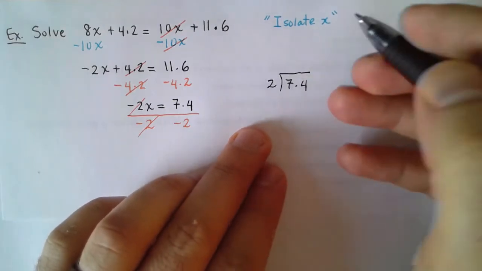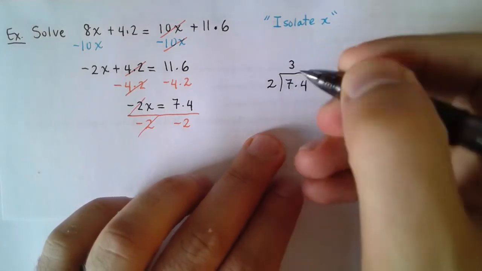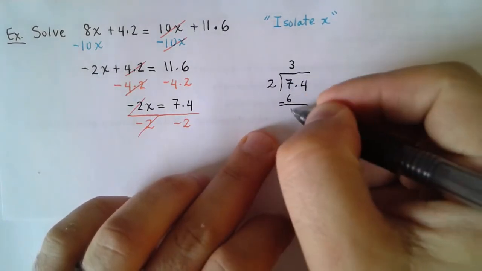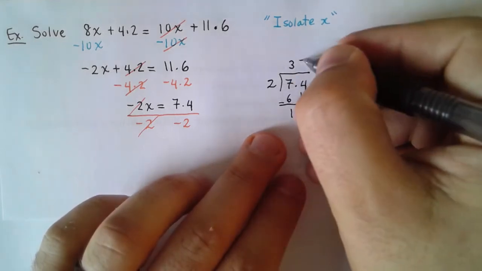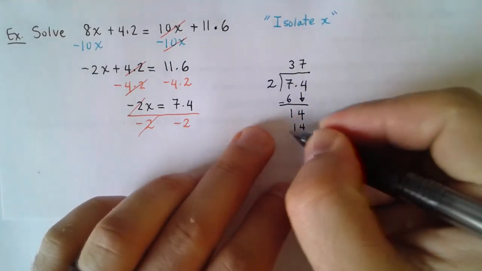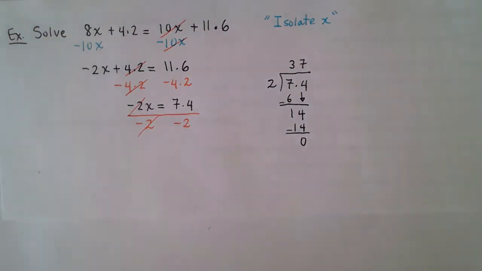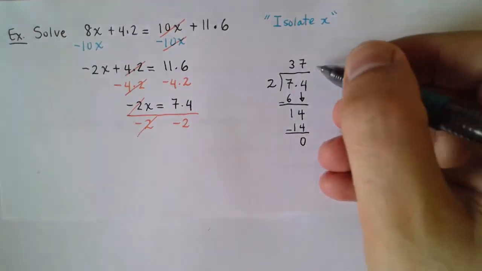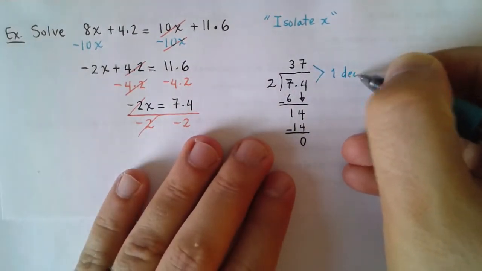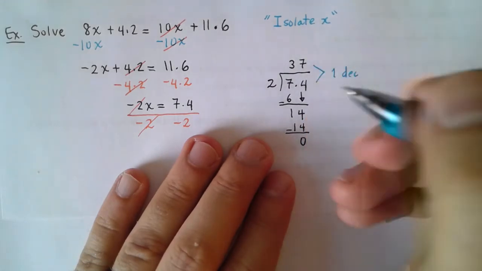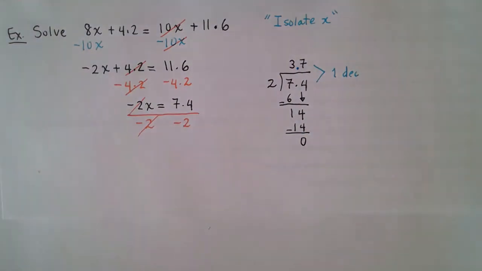So 2 goes into 7 3 times, that's 6, and then I have 14, bring the 4 down. 2 goes into 14 7 times, got 14, subtract, you got 0. So you see the dividend and the quotient should have the same decimal places. So you have one decimal place for the dividend, so that should be the same for the quotient, so that's going to be 3.7. So I got that one.